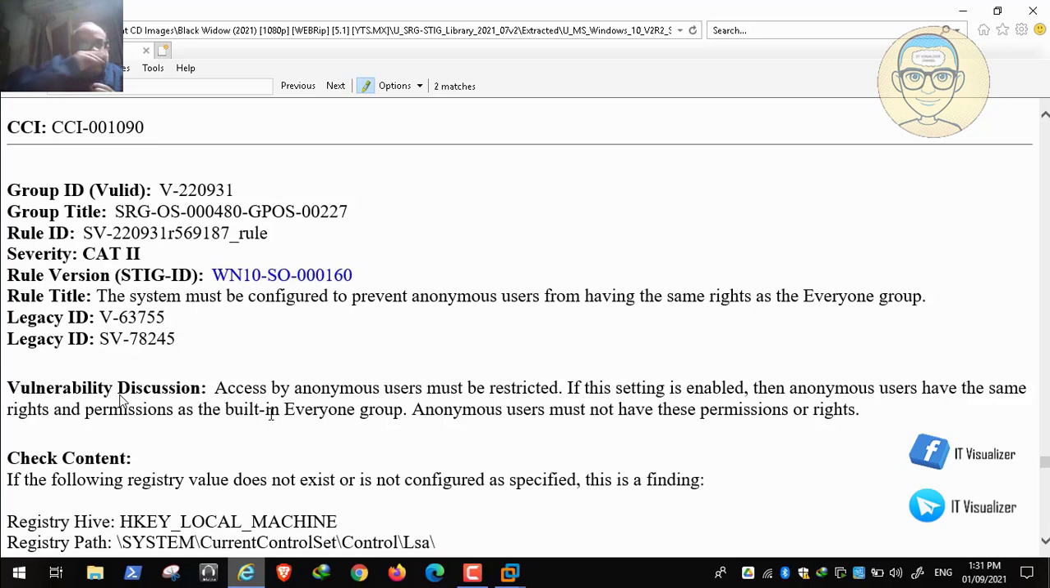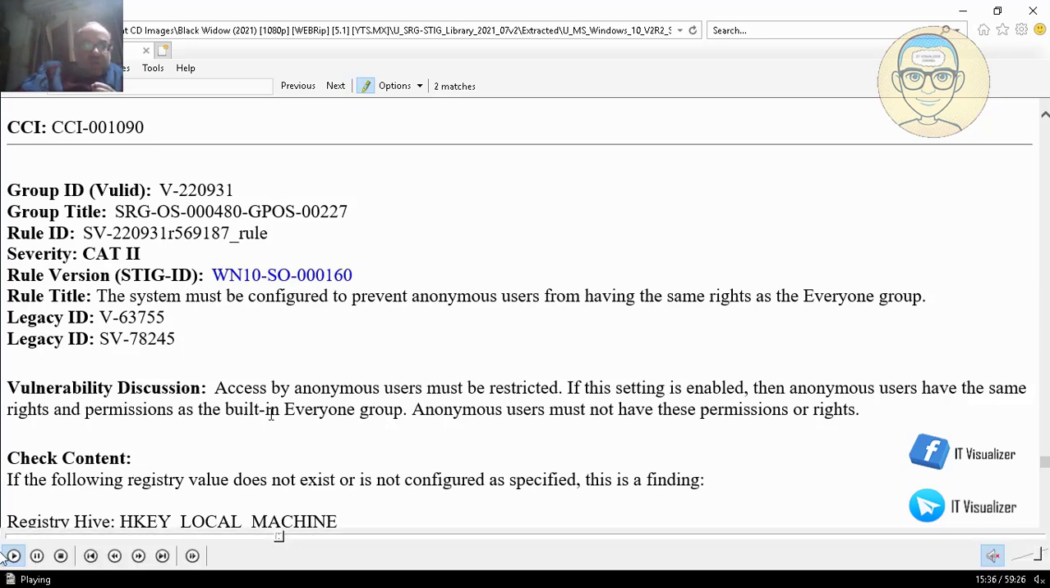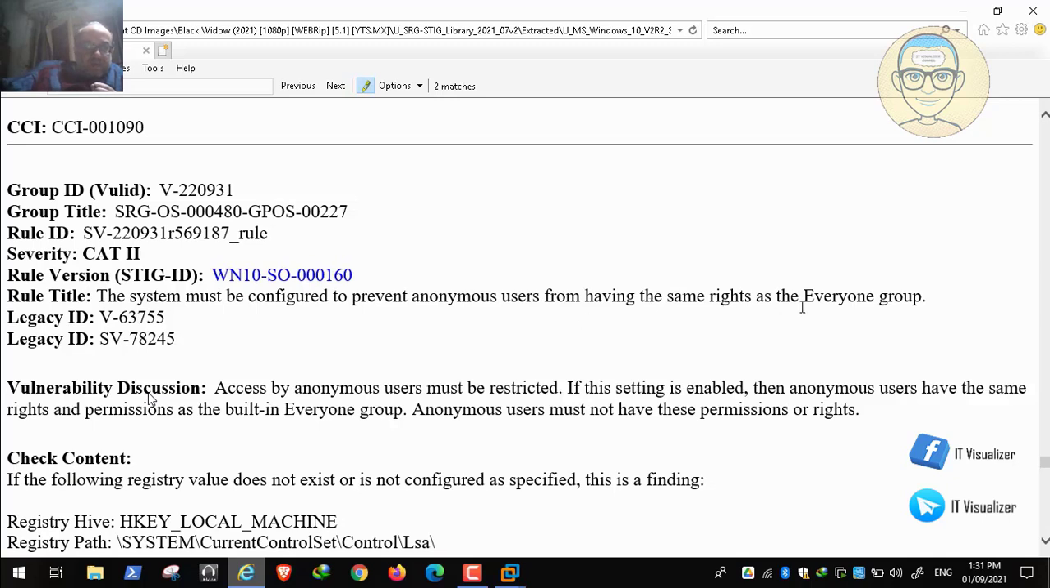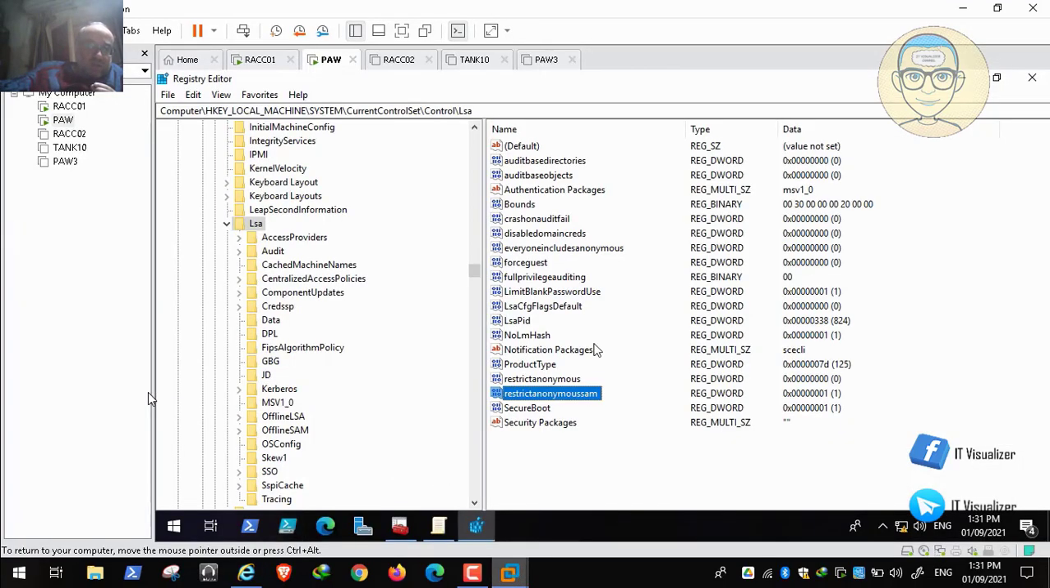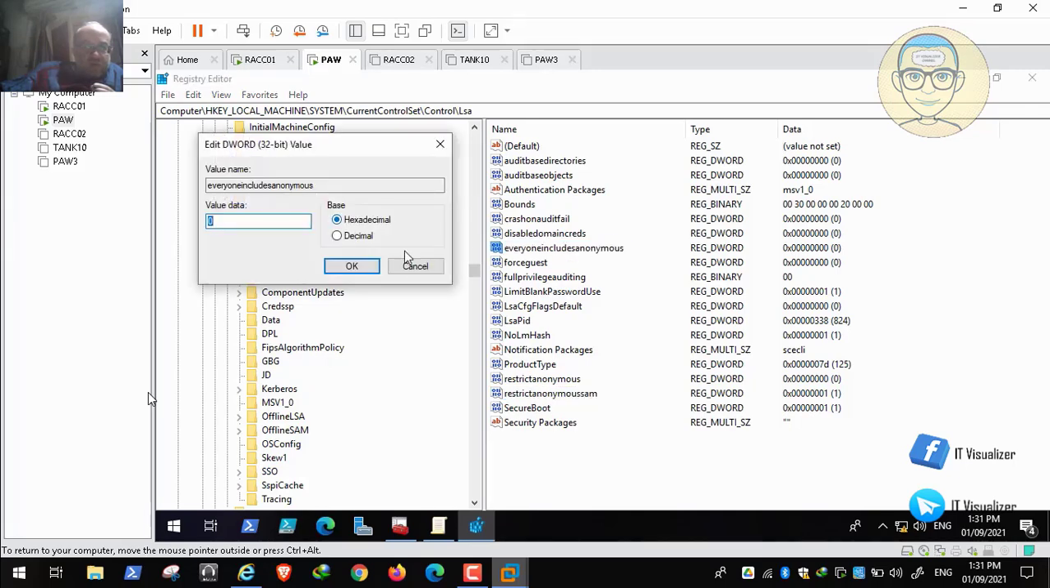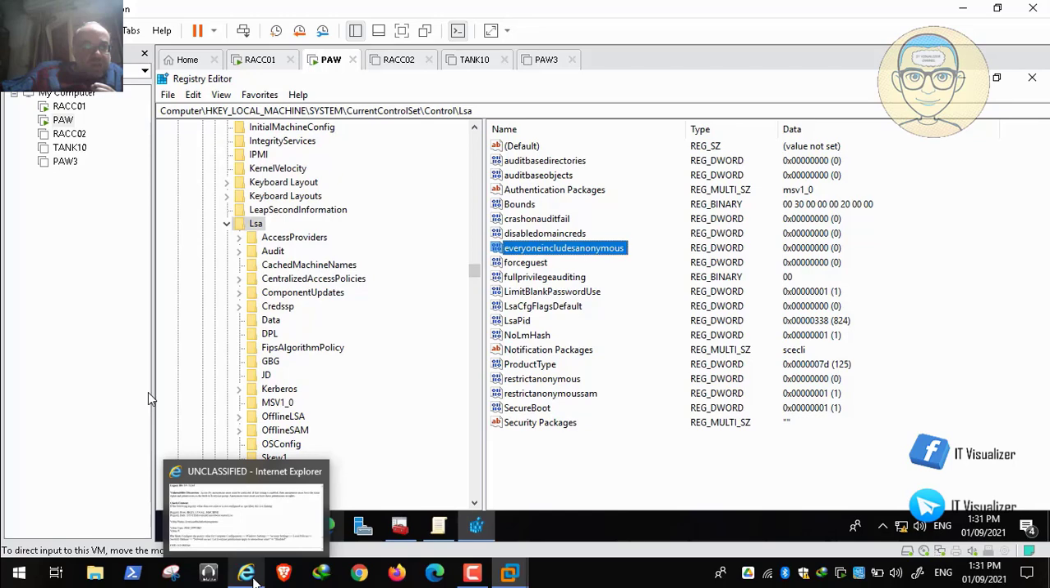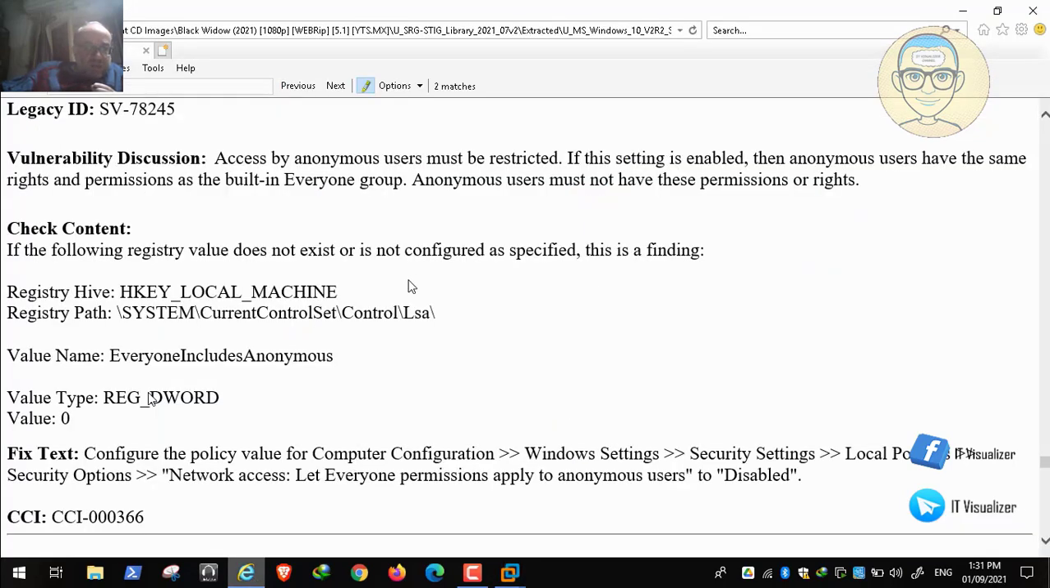Okay, so here we can continue working. Here we can see if it is already enabled in the registry. Anyway, anonymous user applies to anyone outside your workgroup or outside your domain. Anyway, everyone includes anonymous users. He's saying it is 0 here, so we have this already applied. Let everyone permission apply to anonymous users.